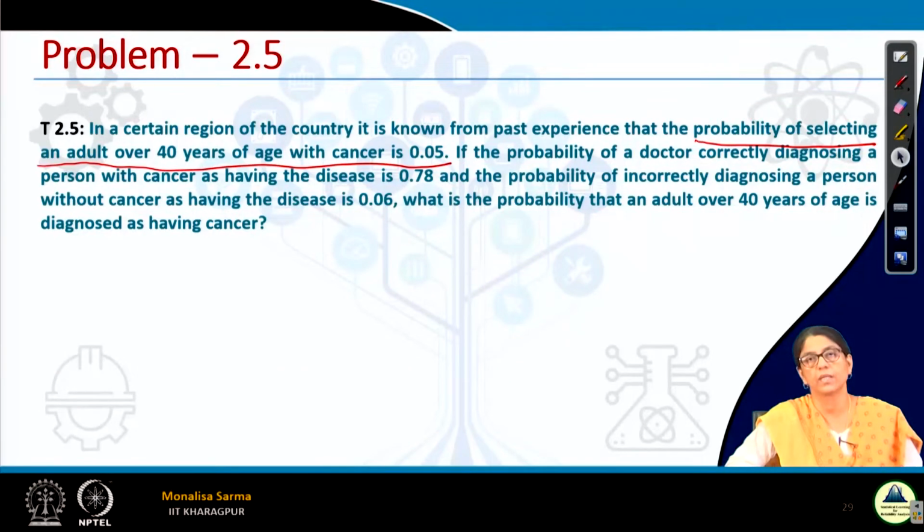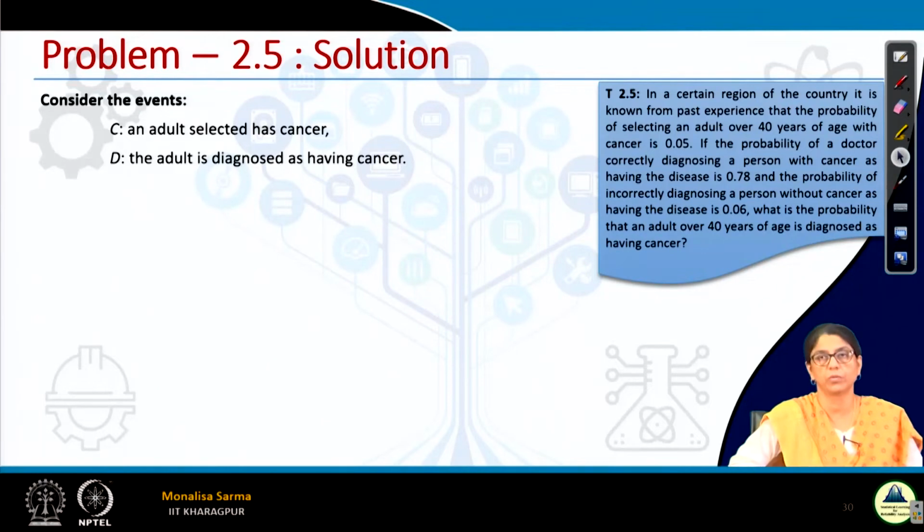Okay. So, now what is the question? What is the probability that an adult over 40 years of age is diagnosed as having cancer? So, this is clearly a question of what? Can you understand? So, it is a question of total probability, right. So, first we have written down the events.